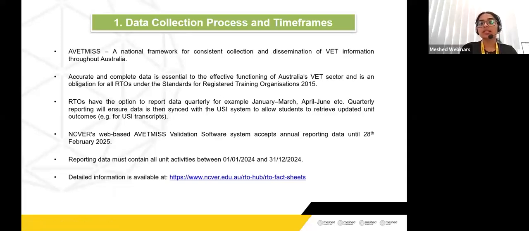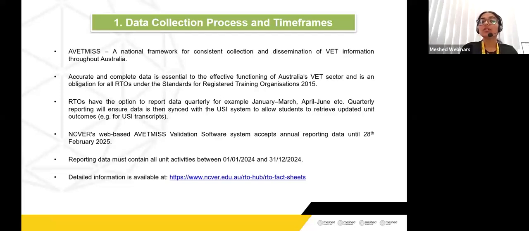So what is AVETMISS? AVETMISS is a national framework for consistent collection and dissemination of VET information throughout Australia. All registered RTOs under the Standards for Registered Training Organisations 2015 are required to report accurate and complete data so that the VET sector in Australia can operate smoothly.